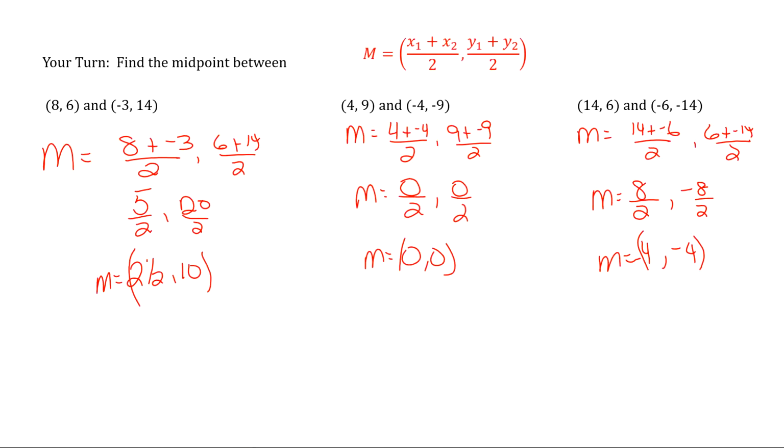Second one, you should have got 0, 0 the way that worked out. We had 4 plus negative 4 was 0, and 9 plus negative 9 was 0. So basically that's a point on either side of the origin in quadrants 1 and 2. And then the last one, you should have got 4, negative 4. Does that make sense to everyone? Okay, I hope everybody kind of understands that.